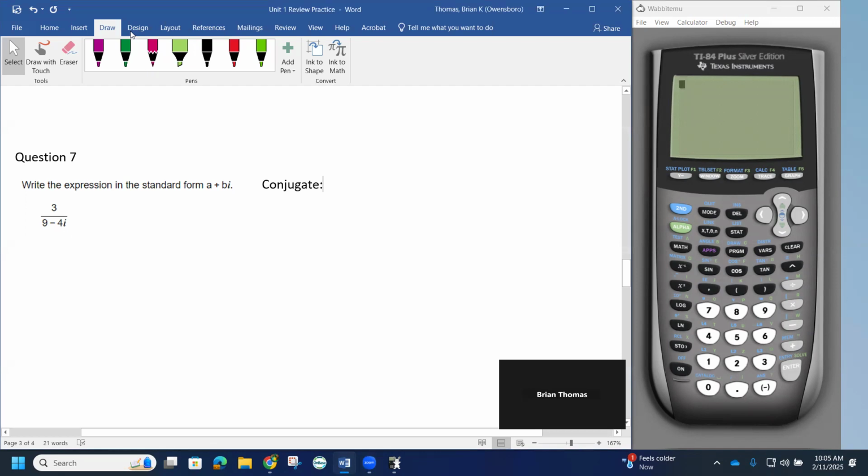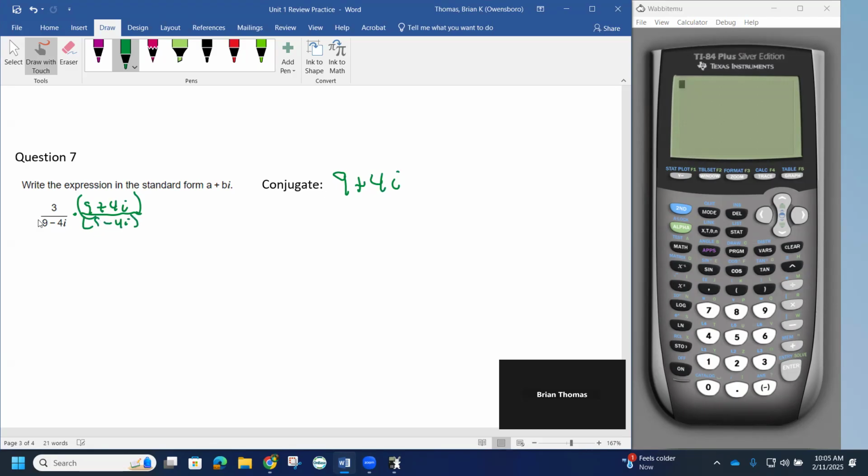So in talking about a conjugate, if we have 9 minus 4i, then 9 plus 4i is the conjugate. So if this is minus, this has got to be plus. Those signs have to be different. So when I multiply by the conjugate, I can't just multiply the denominator by 9 plus 4i, but I also got to multiply the numerator by 9 plus 4i. So when I multiply the numerator by 9 plus 4i, I can also multiply the denominator by 9 minus 4i.